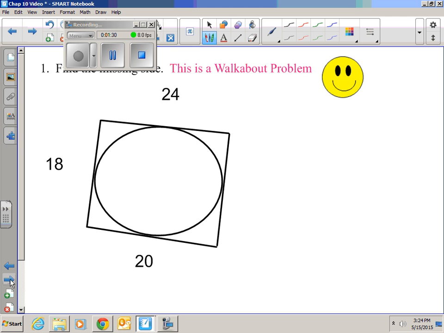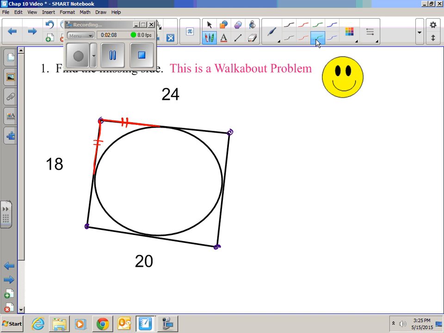The first one is called a walkabout problem. This involves a circle that's inscribed in really any polygon. We're going to be dealing with four-sided polygons, which you guys know as quadrilaterals. In this particular problem, I have a circle inscribed in this quadrilateral, this four-sided figure. When you do that, we have now created a bunch of pairs of tangents. In other words, these two red lines are both tangent to the circle from a common point. So these two red lines are congruent.